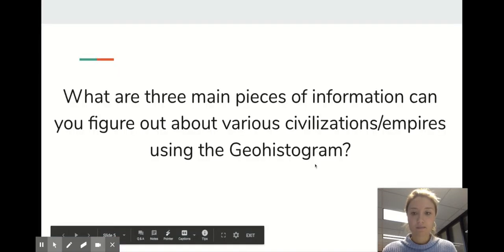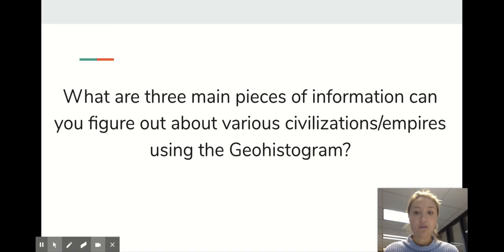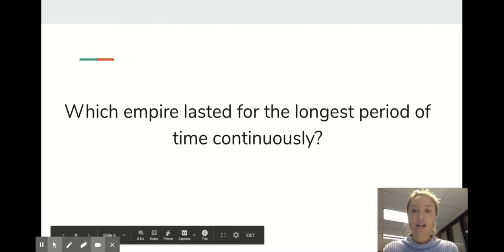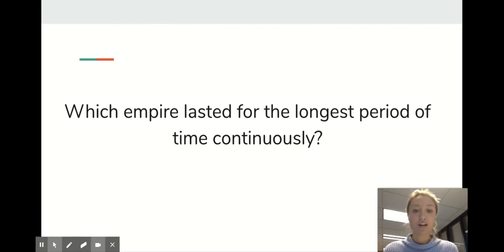The first one, what are 3 main pieces of information that you can figure out about various civilizations and empires using the geohistograms? Teachers, go ahead and pause me for about 1 to 2 minutes so students have a chance to figure this out. All right, your next question. Which empire lasted for the longest period of time continuously? Teachers, go ahead and pause.